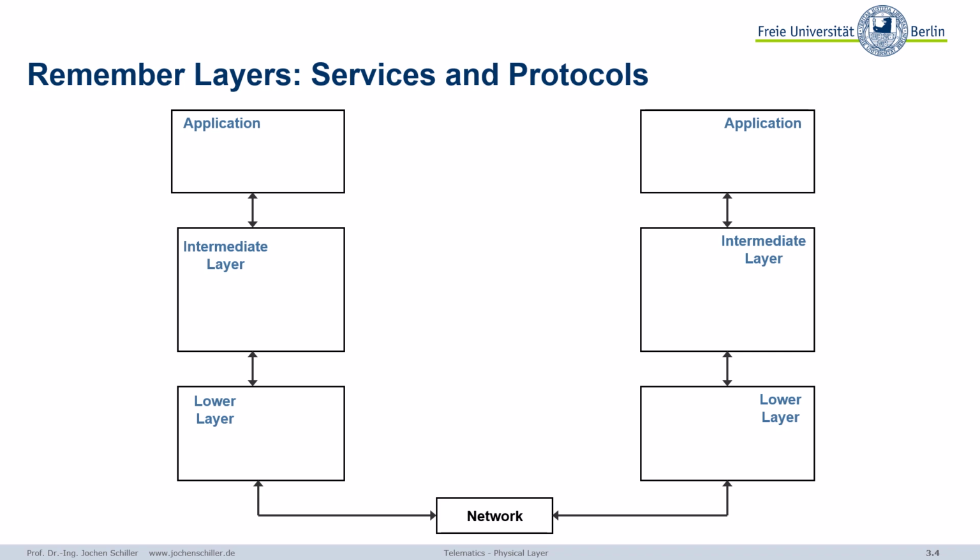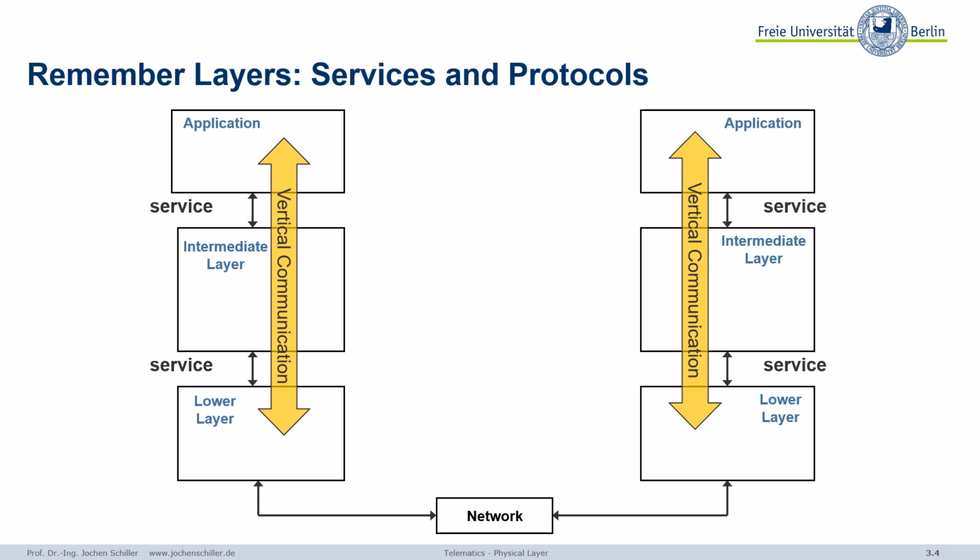And if you want to communicate between the peers, that's our horizontal communication, what we always have to do is go vertical. So we go down through all the layers. That's the typical scenario. The application does something and you want to send. You go through all the intermediate layers, you go to the lowest layer and then you go through the network and up again. So this is vertical communication, and we always have service access points.